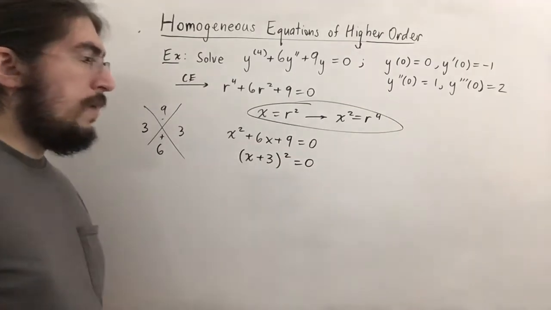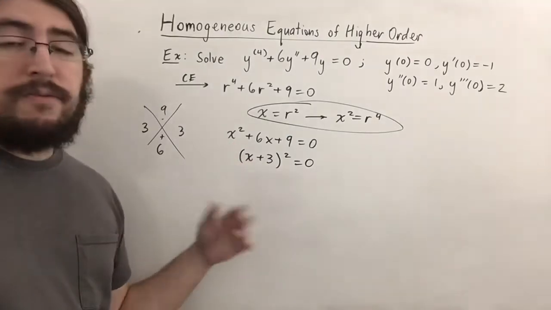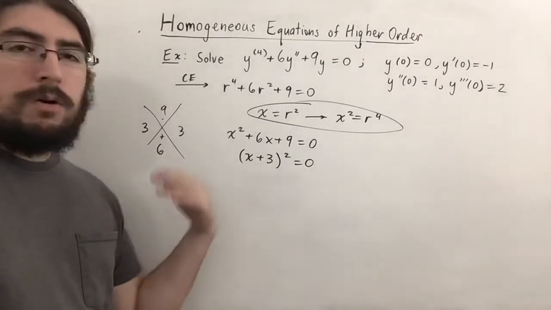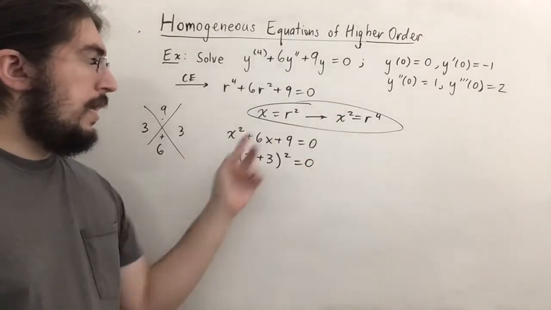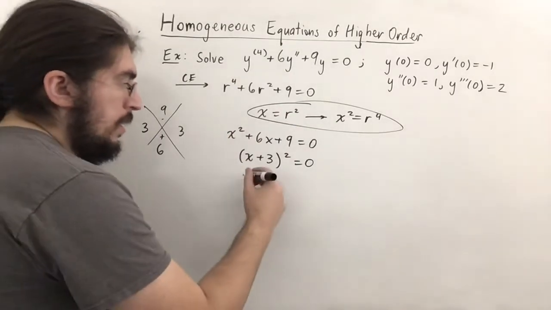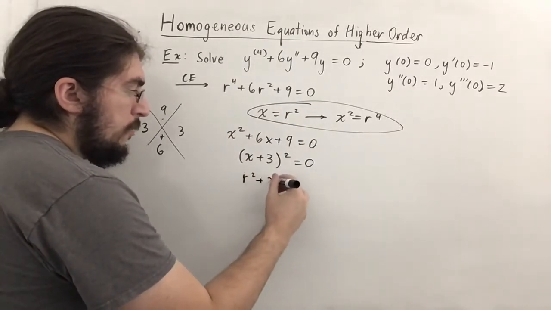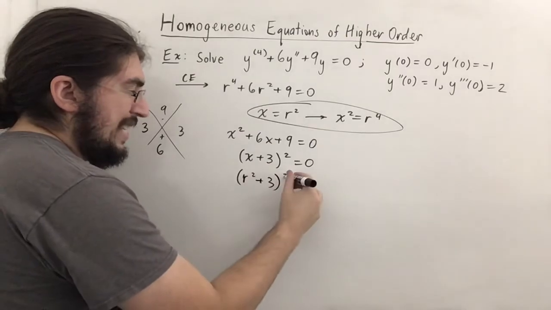Perfect. So you may say, okay, x equals negative 3 is a solution, but I want to go a little further. Notice x was equal to r squared, so really we have r squared plus 3 quantity squared. Yikes.